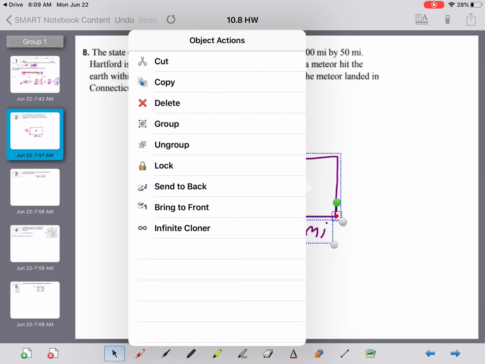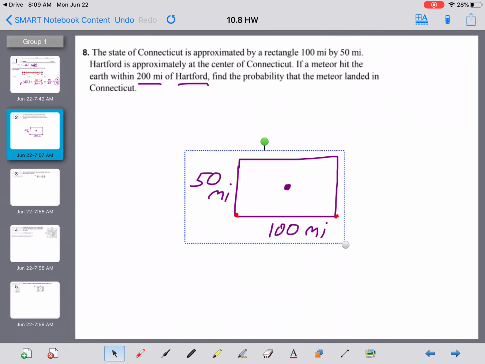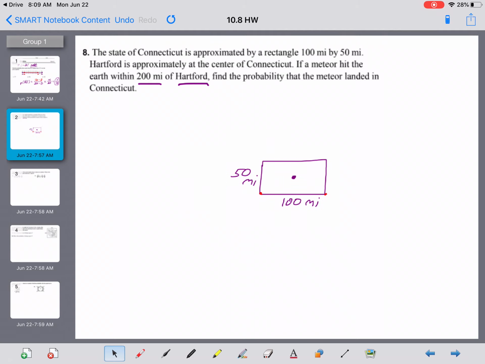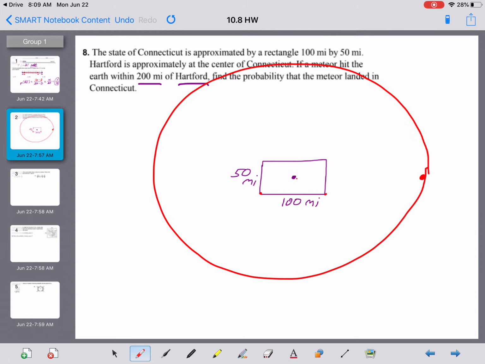Can I group all of these things together and then maybe shrink this diagram down a little bit? Okay, let's go with that. And now for 200 miles, that distance needs to be twice this bottom side right here. So I'm going to say that maybe from here to here, that would be 200 miles of Hartford. So, whoa, that's a pretty big circle right there. And this distance from here to here, we're saying, is 200 miles.